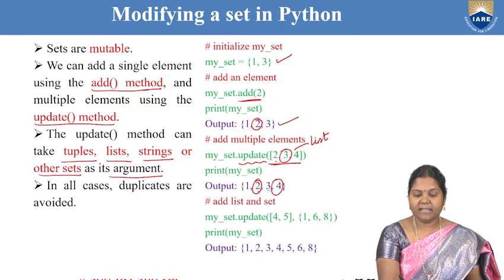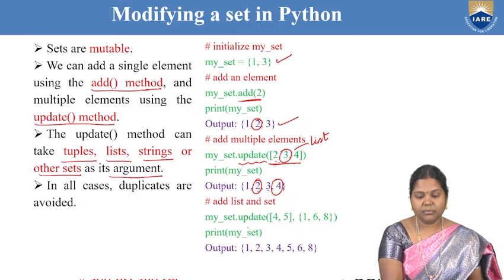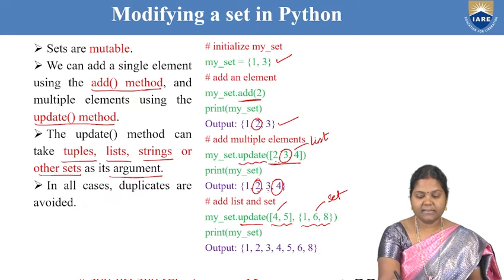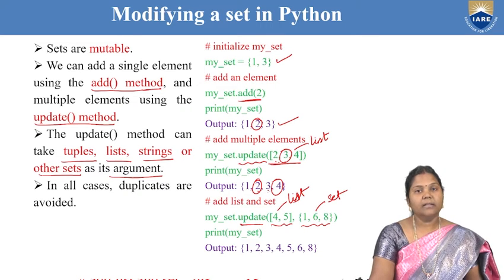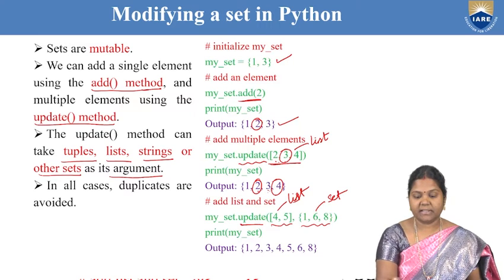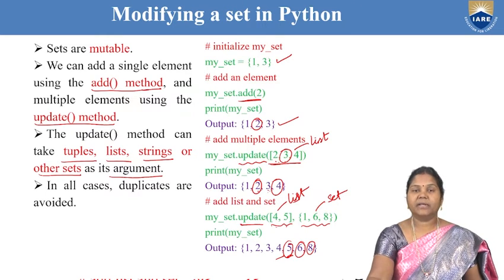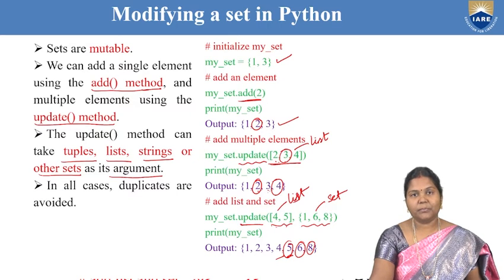Now, let us take one more example of the update method. To the existing set, I want to update {4, 5} and [1, 6, 8]. So this is another set and this is a list. I am taking the data values from two different data types, one is another set and the other one is a list, and I want to update my existing set. It is possible, yes. So 4 and 5, already 4 is existing, so 5 will be added here. And from 1, 6, 8, 1 is already existing, only 6 and 8 are added to the set. So this way, modifying a set in Python is possible.